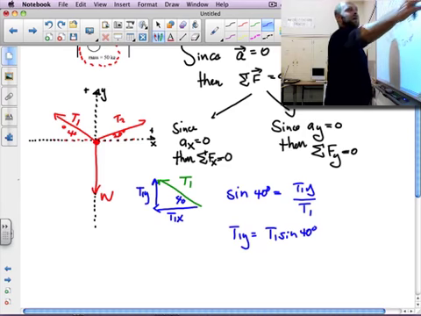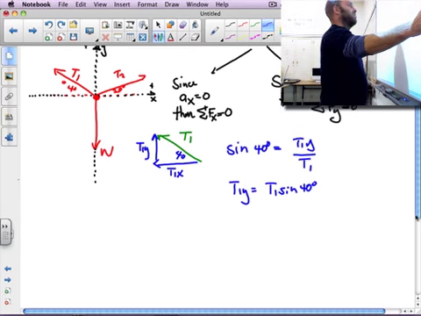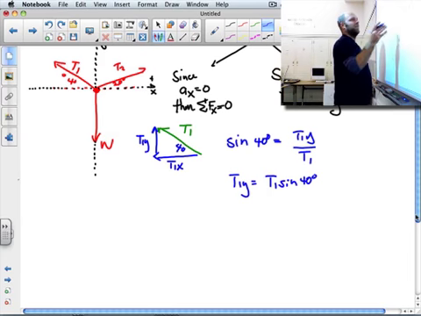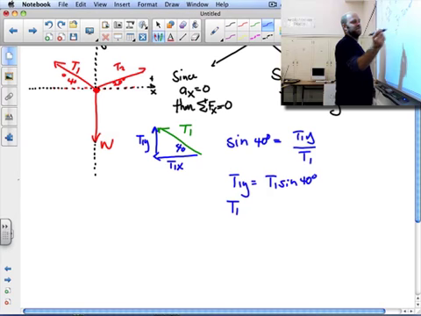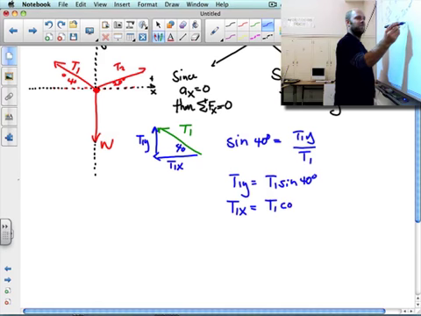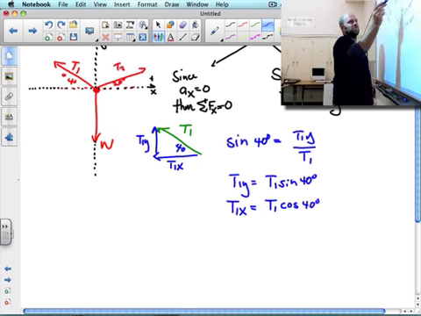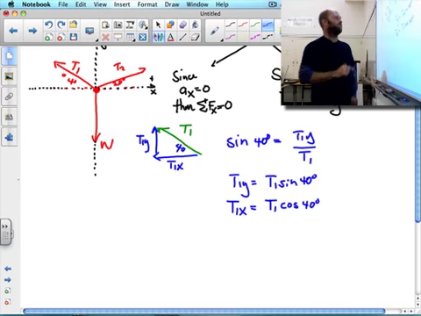And I can do the same thing with my cosine, and you'll see that T1x, once you do half of this, the other half unfolds before you. T1x is going to be T1 cosine 40 degrees. Just do cosine 40 degrees and you'll see why.